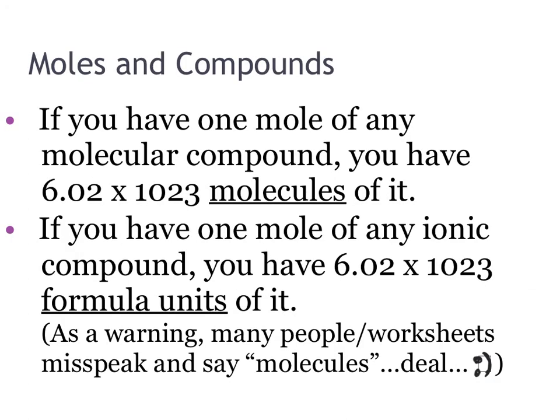So we've also talked about other things like molecules and ionic compounds in the past. If you have 1 mole of any molecular compound, we could say 1 mole is the same thing as 6.02 times 10 to the 23rd molecules of that. Or if we have an ionic compound, we could say 1 mole is equal to 6.02 times 10 to the 23rd formula units of that.